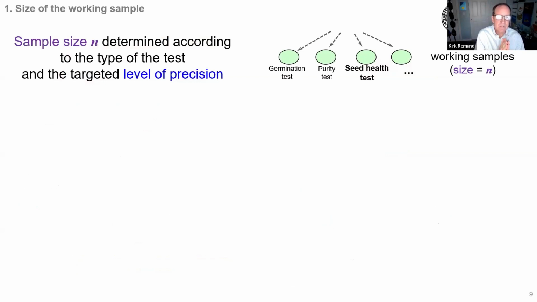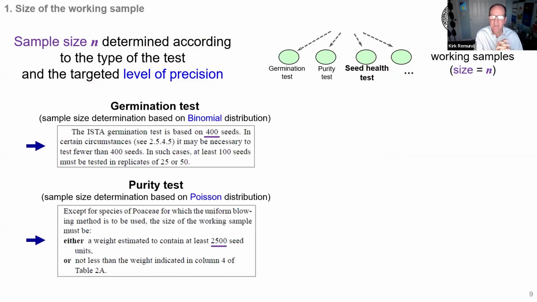So let's get a little bit more specific now. We're talking about the number of seeds to determine according to the type of test. At some target level of precision, how many seeds do we need? Okay, so we'll focus in. We'll talk briefly about some sister tests, if you will, to the seed health test, and that's the germination test. What's the n required for that?